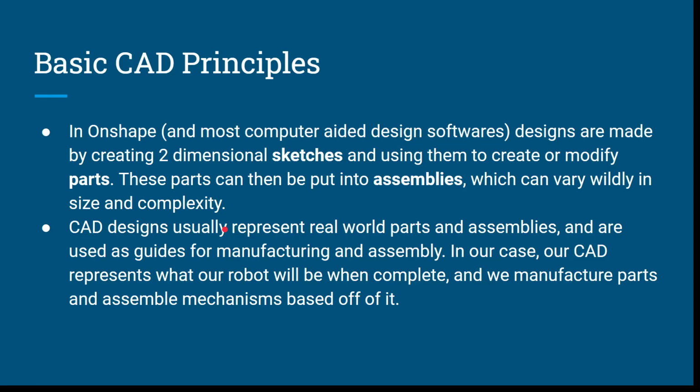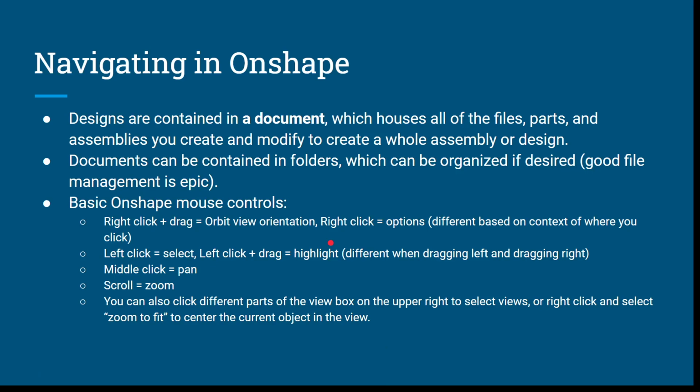And sometimes there are modifications made, but usually if you make those modifications in real life, you will change the CAD to reflect that. You want to have an accurate CAD model to what you currently have at your disposal mechanically. So, designs in Onshape are contained in a document, right?